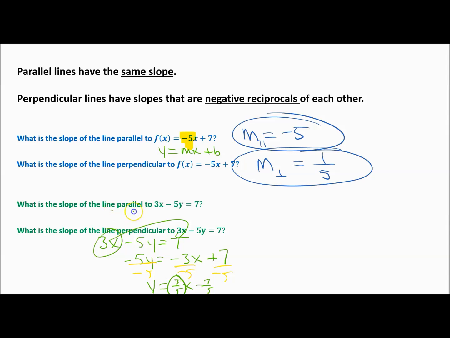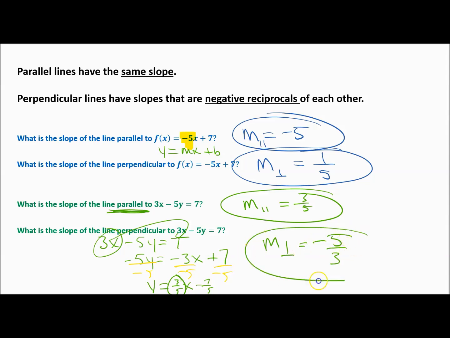Okay, so for parallel lines I use the same slope. So m parallel would be a slope of 3/5, whereas m perpendicular would be a slope of negative 5/3. Alright, so this is the last problem I want to put on this video. I hope you'll join me for part 3 of the video where we continue our conversation about parallel and perpendicular lines.